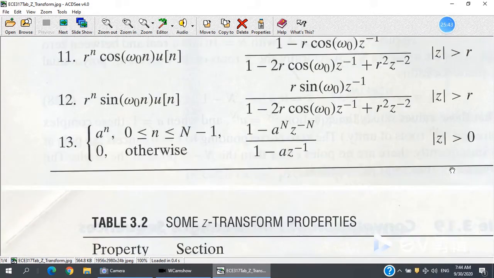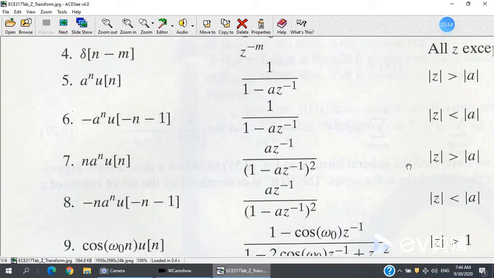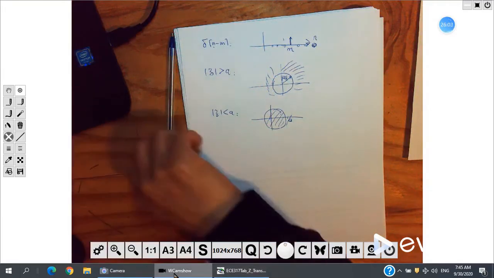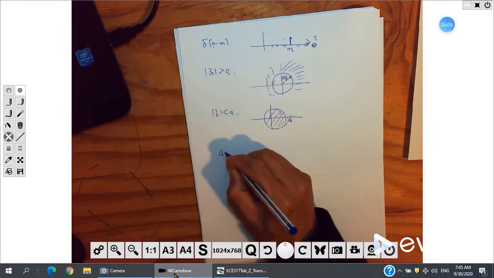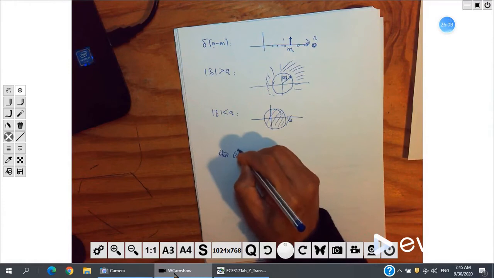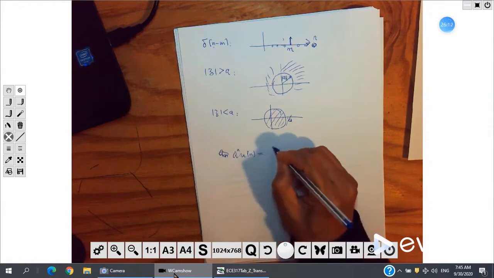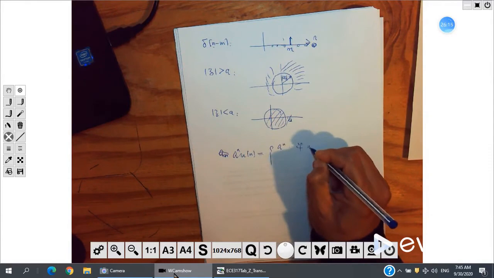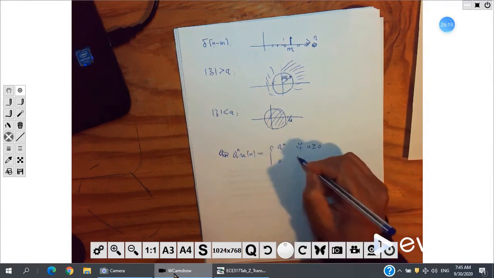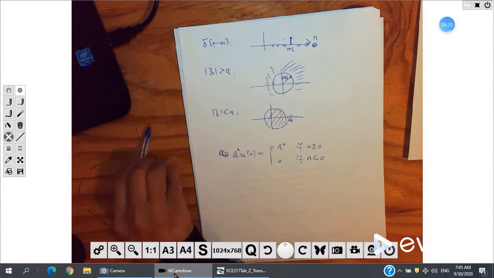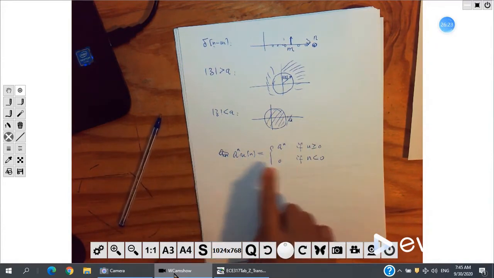The last one, a to the n. This a to the n, we have only finite terms. We can compare this with the previous one. Yeah, the fifth. You see the fifth. The fifth is a to the n, u of n. So this fifth one, you can write in this way: a to the n, u of n. Actually, this is a to the n if n is positive or 0, and 0 if n is smaller than 0. You can write in this way or that way, the same thing.